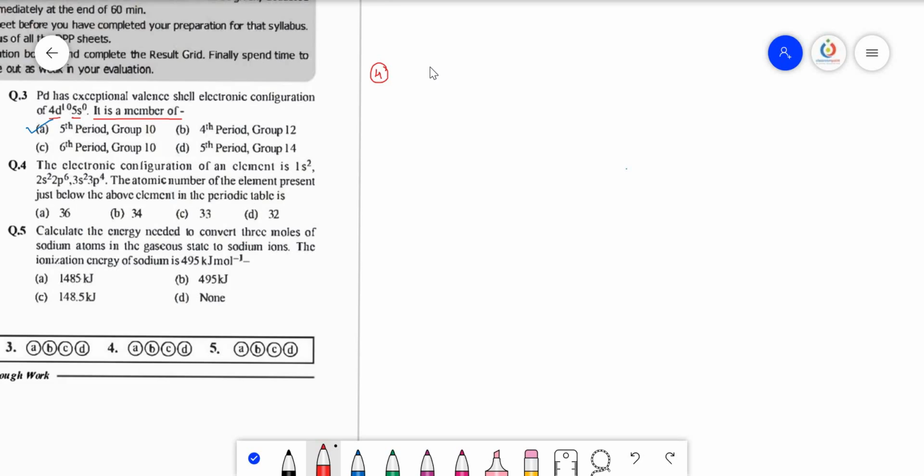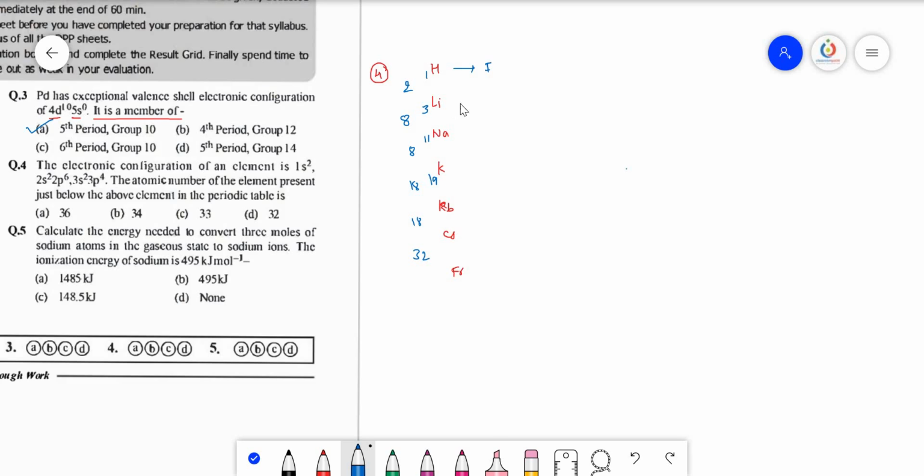So we must understand the magic numbers. For example, if we take the first group elements: hydrogen, lithium, sodium, potassium, rubidium, cesium and francium. If you want to get the atomic number of the next element, you have to follow this particular pattern: 2, 8, 8, 18, 18, 32. It means if the atomic number of hydrogen is 1, and you add 2, you will get the atomic number of the next element, 3, that is lithium. Add 8 to this 3, you will get 11. Add 8 to this 11, you will get 19 and so on. In this way, you will get the atomic numbers.